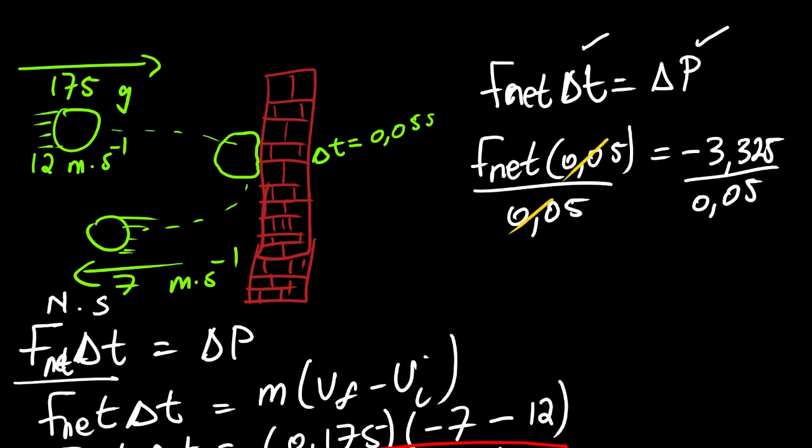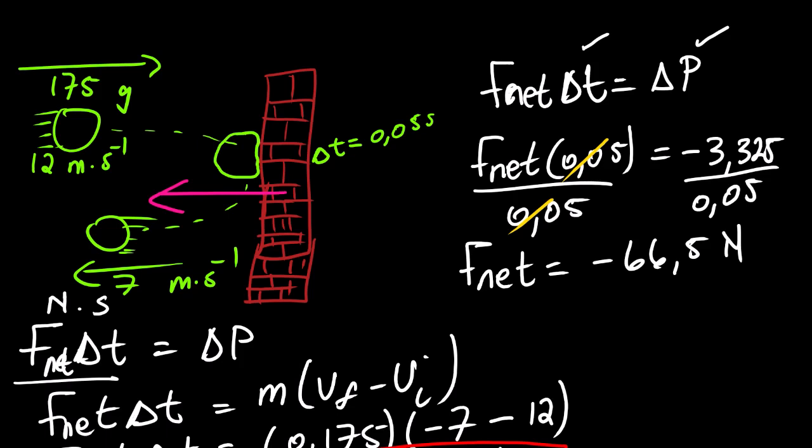This will result in 1 multiplied by F net. We have F net is equal to negative 66.5 Newton. So you can see that this negative simply means that the wall exerts a force in the opposite direction to the ball.